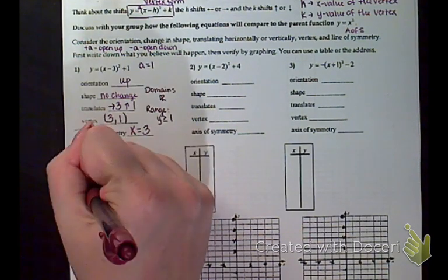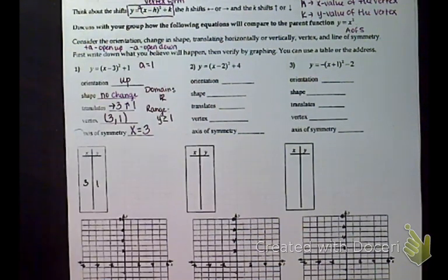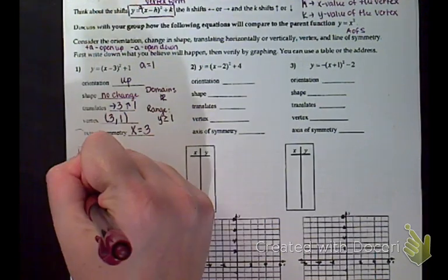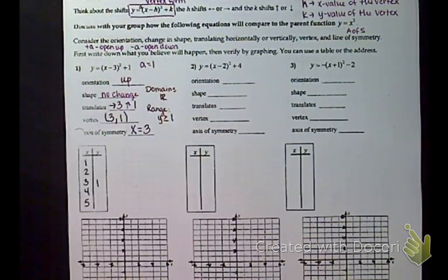So my vertex goes in the middle. It's 3, 1. And I'm going to choose two numbers that are less than 3 and two numbers that are greater than 3. So less than 3 are 2 and 1. Greater than 3 are 4 and 5. And I'm going to plug those in.